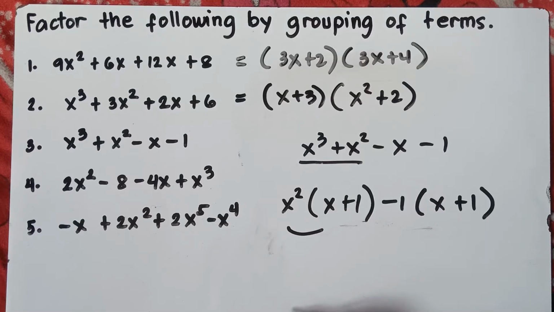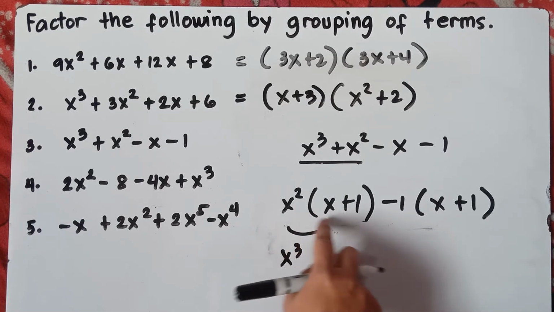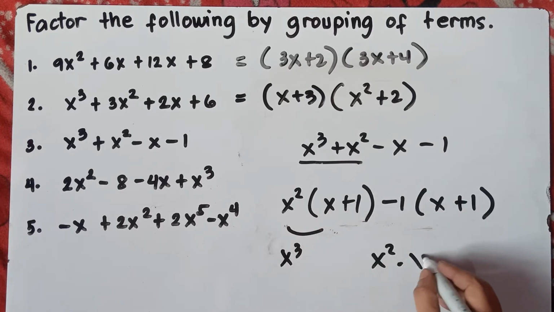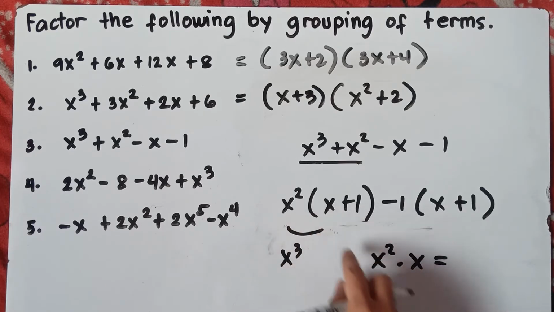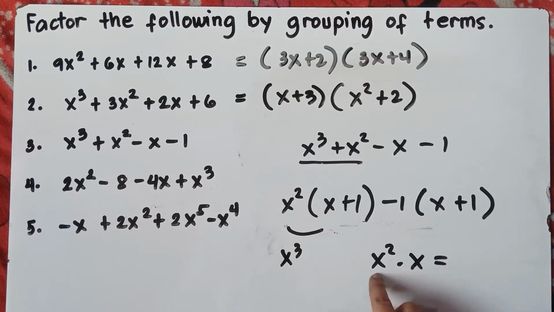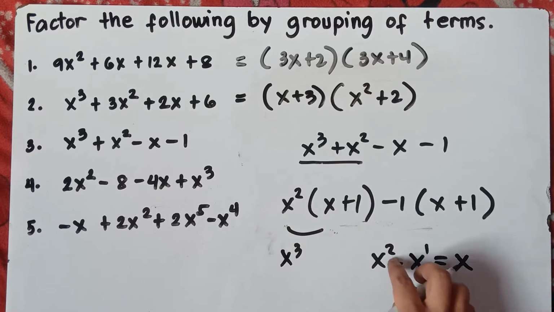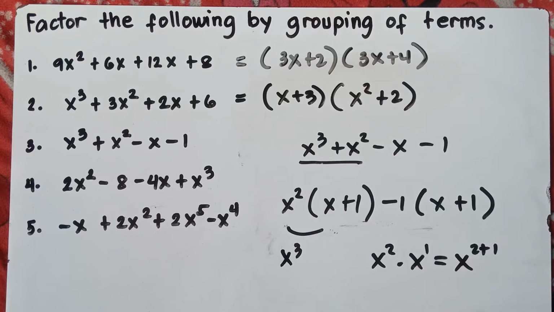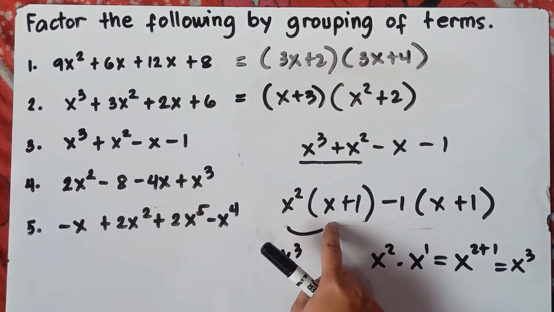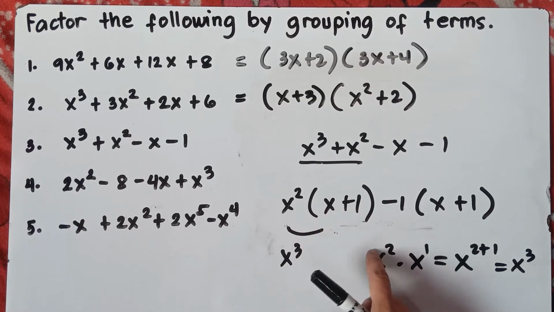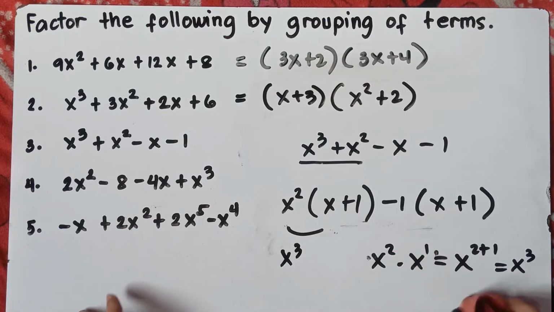X squared times x, that would be x cubed. So once again, if you're multiplying variables, x squared times x, simply copy the base, copy x, then you will add the exponent, class. 2 plus 1, that would be x cubed. So once again, in dividing, you subtract the exponent. In multiplying, you add the exponent, class. I hope you understand this one. Remember this one, class. In multiplying variables, you copy the base, then you will add the exponent. In dividing, you will subtract.